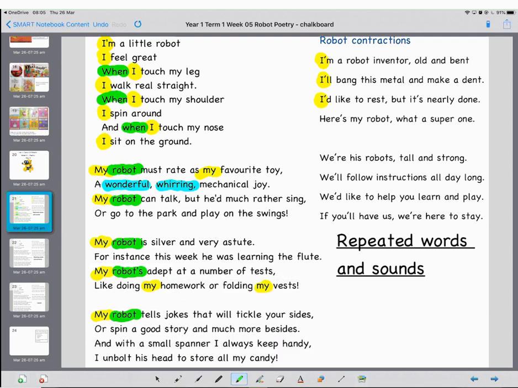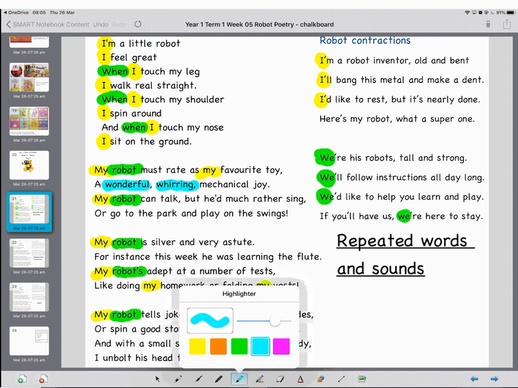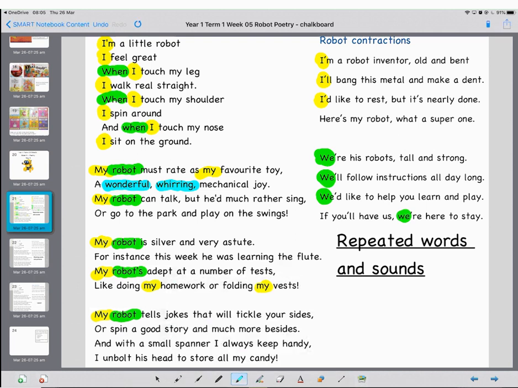So it's we're his robots, tall and strong. We'll follow instructions all day long. We'd like to help you learn and play. If you'll have us, we're here to stay. And then there is one more word that's repeated, and I bet you can guess what that is. That's right, it's robot or robots. So we've got robot in the first line, robot in the last line, and then we've got robots in the first line of the second stanza. So that's one feature of poems.